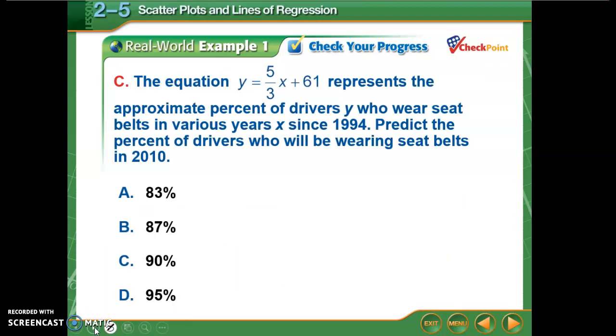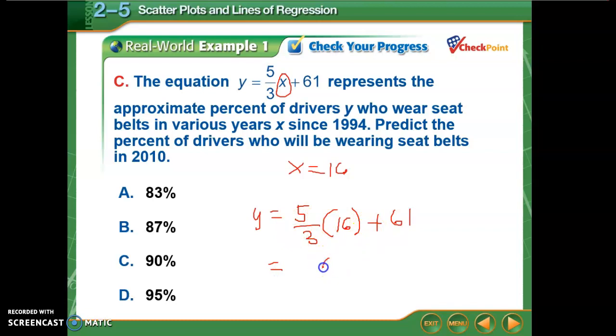Alright, next. Predict the percent of drivers who will be wearing seat belts in 2010. Okay? So you're going to subtract 2010 minus 1994. How many years after? So that would be 16. So x equals 16. So you're going to plug in. So plug in 16 in x and then simplify. So you will get y equals, what is 16 times 5? Plus 61.